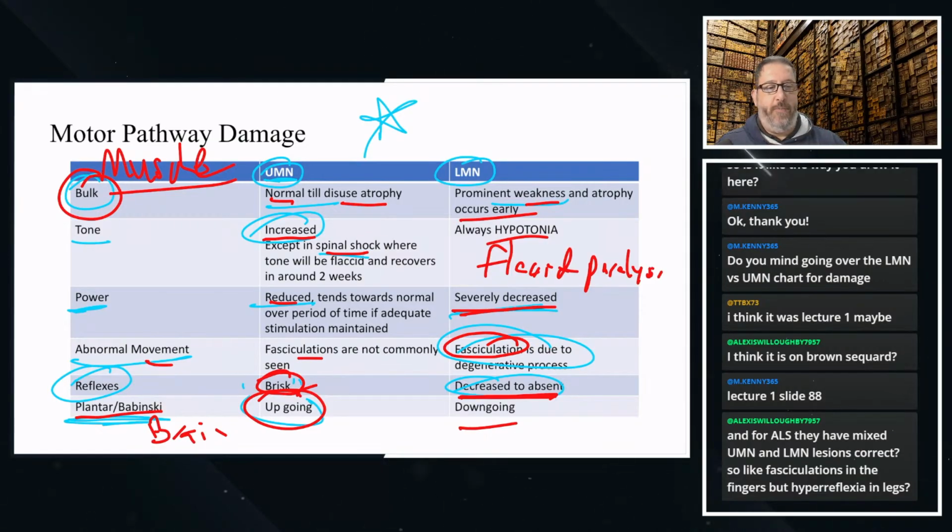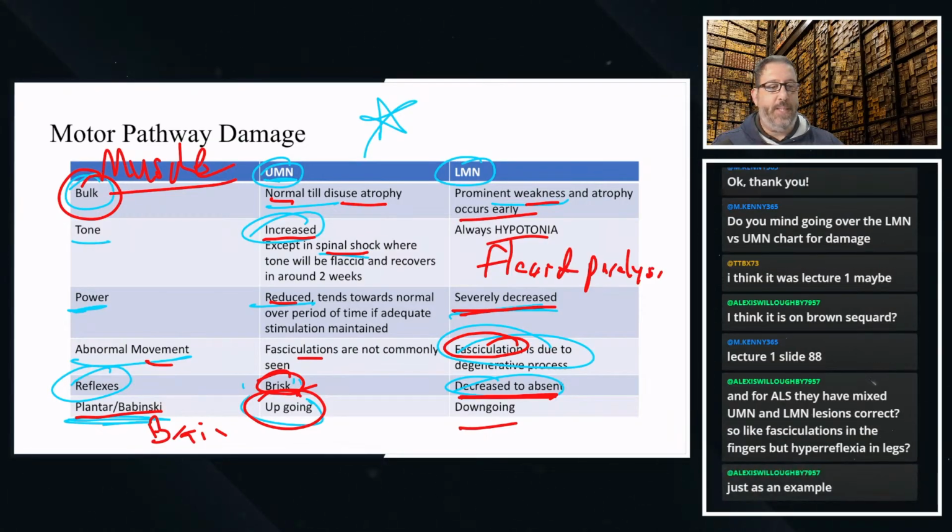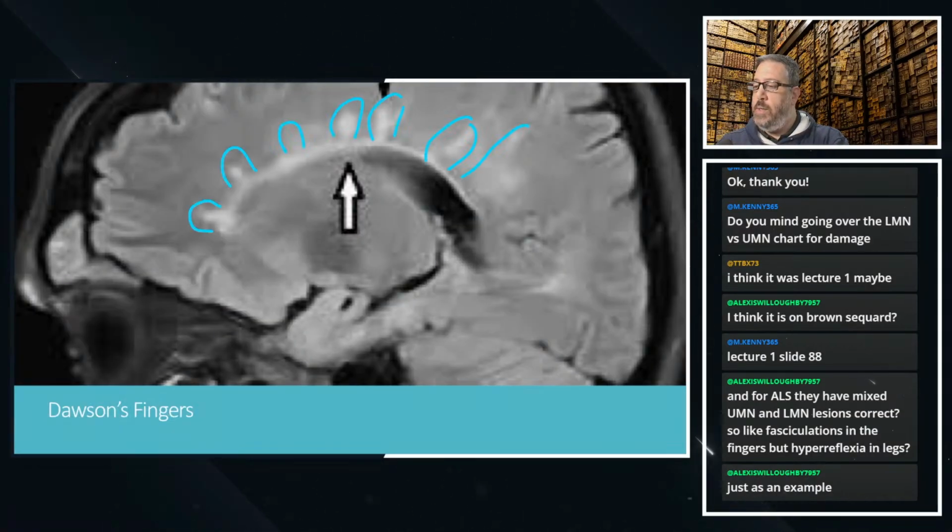Yes, they can have, so with ALS, it's a mixed picture. They will have tongue fasciculations, which is a big one, and then they get muscle weakness, not so much the hyperreflexia, but they get the tongue fasciculations, and they also get some hyperreflexia. Let's go to the ALS one.